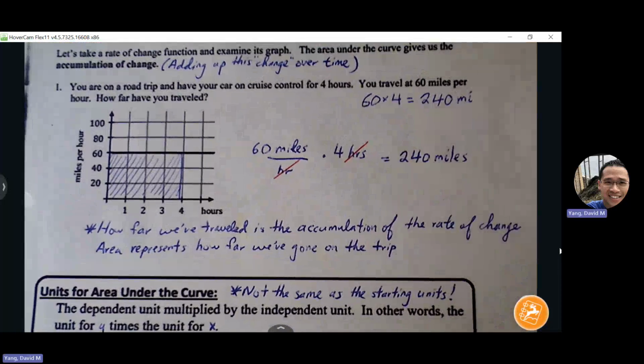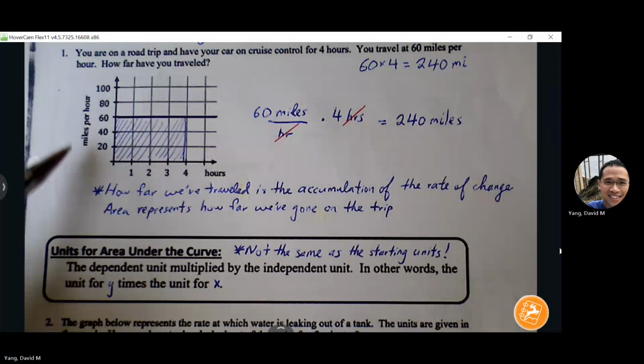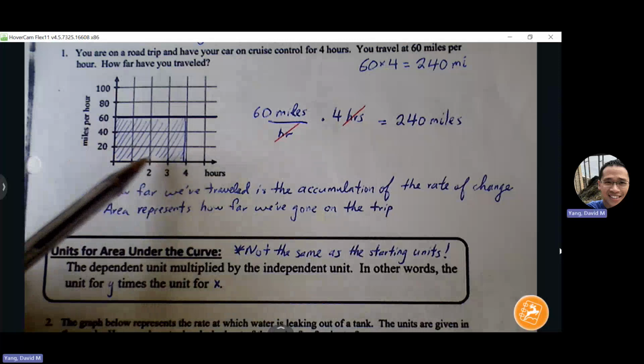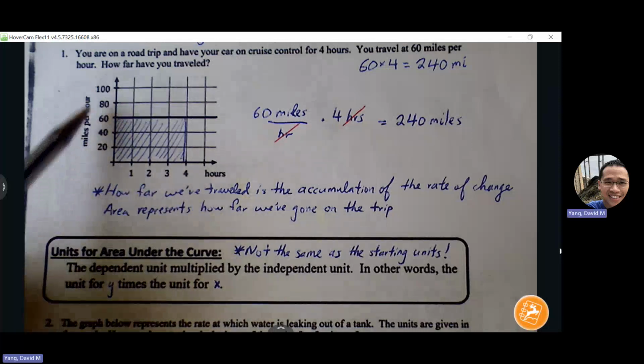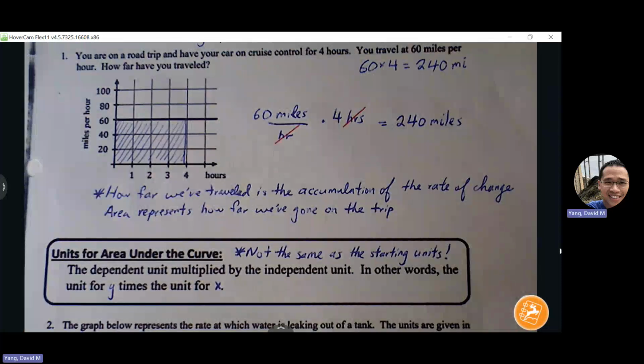So the units for area under the curve, again, is not going to be the same as the starting units. The dependent unit is multiplied by the independent unit. In other words, the unit for the y times the unit for the x. So anytime we talk about accumulation of change, you know area is involved, and you know that your units will change.